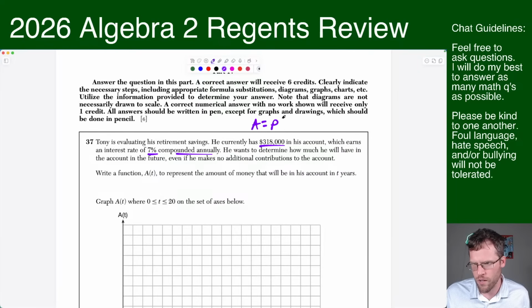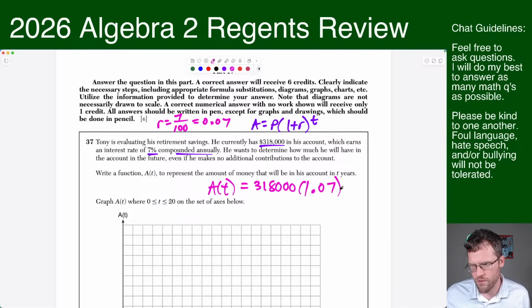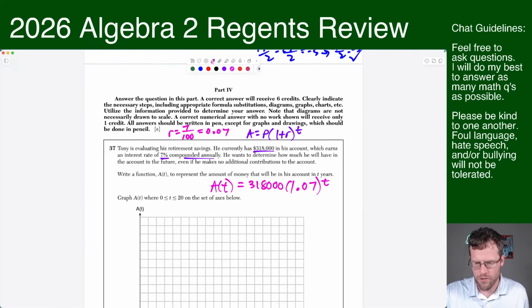This was the one I wrote before, but here r is 7%, which is 7 over 100, which is 0.07. So we could say A of t is equal to 318,000 times 1.07 to the t power. I'm just doing 1 plus 0.07. So just getting the function is a first step here. But now watch, I'll show you the challenges that you'll run into with this.